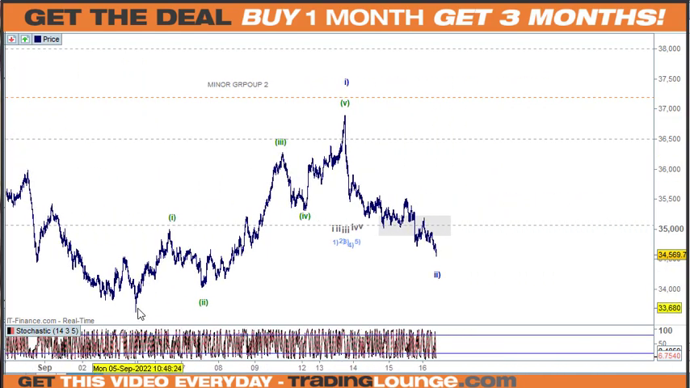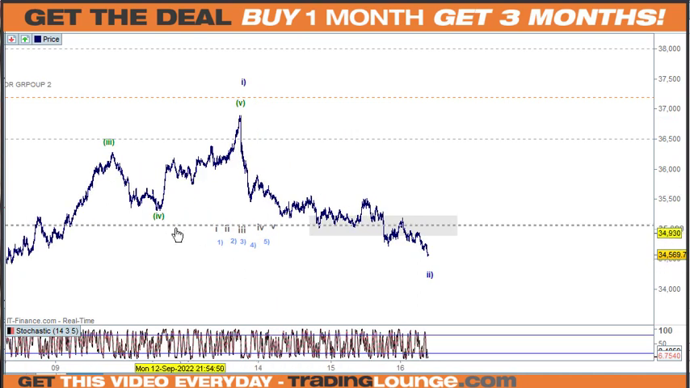So from the low here on this one, we're counting up as 1 and 2, and I can squeeze 5 waves out of the 3rd wave. The 4th wave to the 5th wave here is a little bit dodgy. The wave 1 here is a nice set of legs.